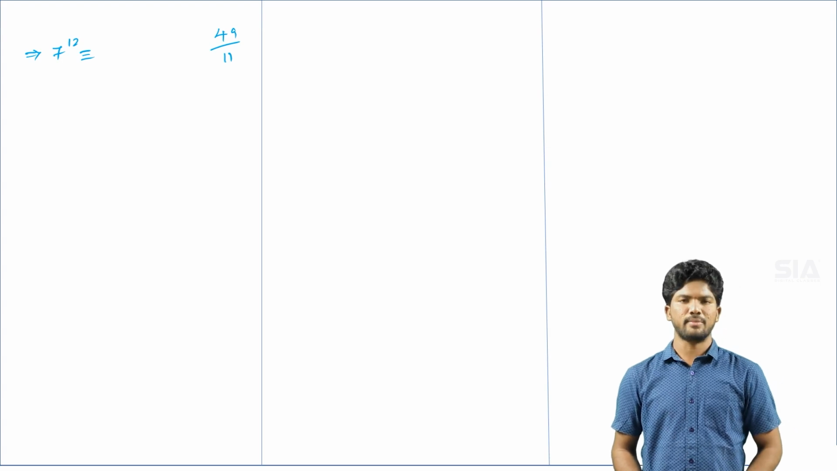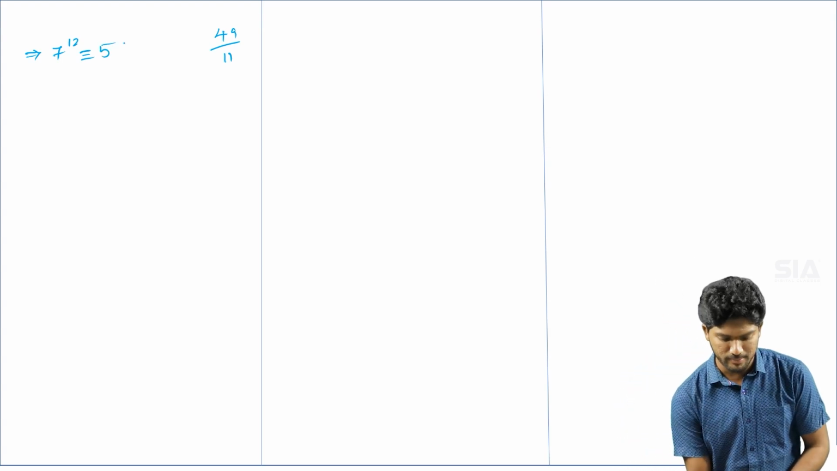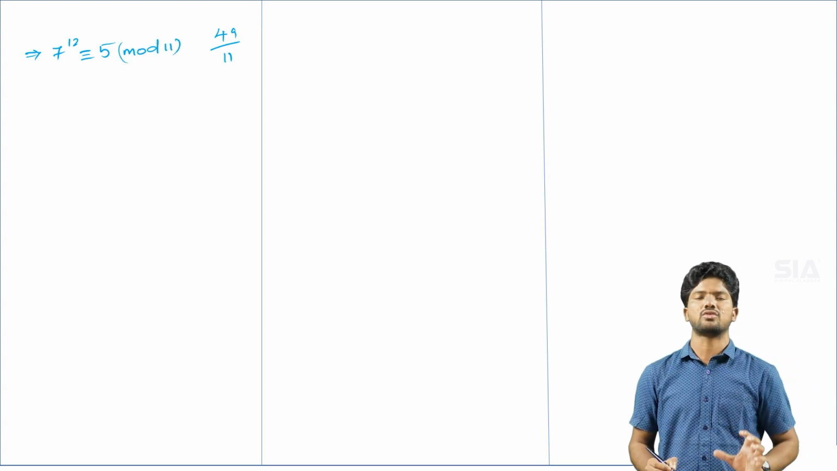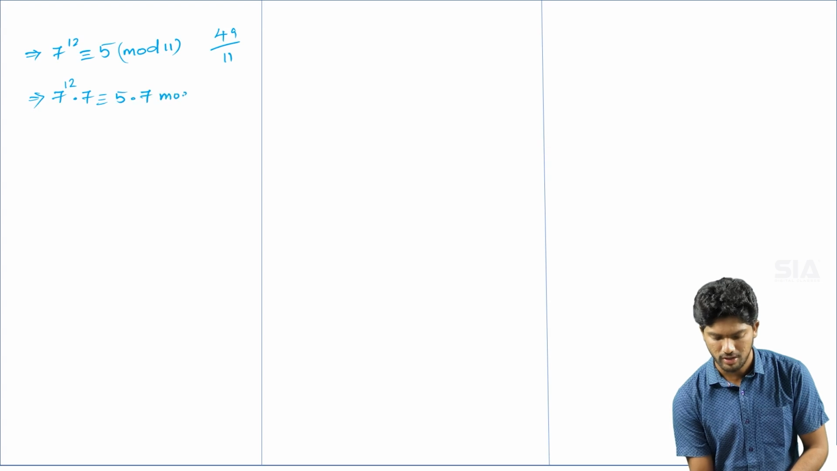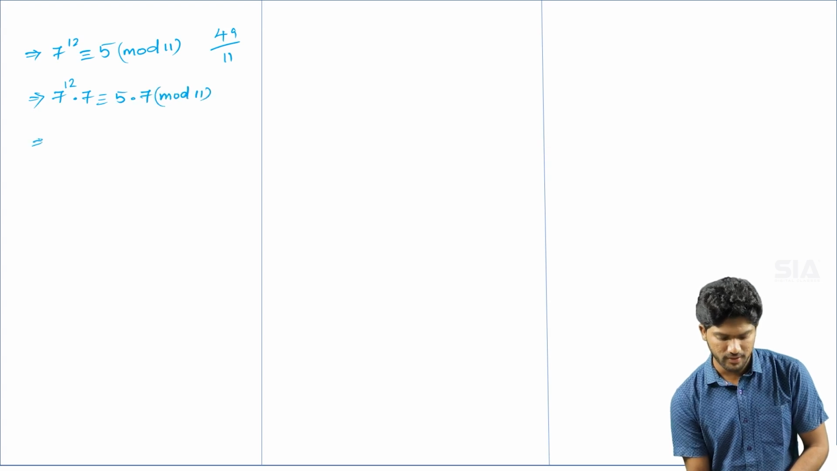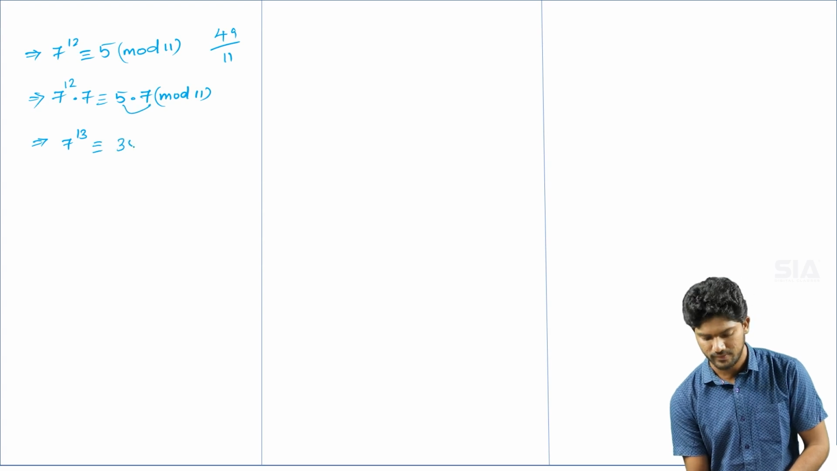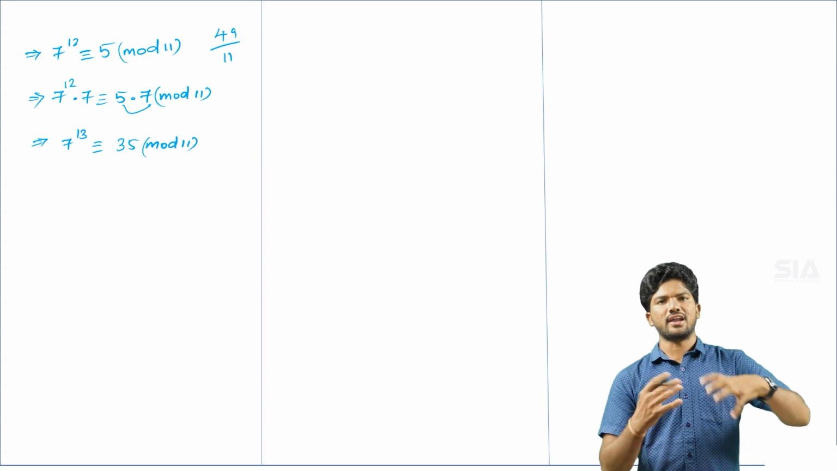So what is the remainder? 11 ones are 11, 4 elevens are 44, it will get cancelled. 5 is the remainder, 5 modulo 11. That remainder value you have to write down. But we need to find out 7^13. Again multiply with 7 on both sides: congruent to 5 into 7 modulo 11. So therefore 7^13 is congruent to 5 sevens are 35 mod 11. So 35 is again far greater than 11.